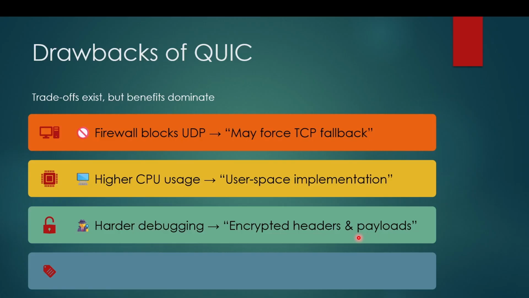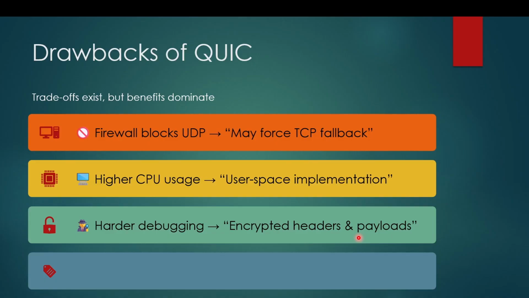However, it does have its drawbacks. It was, after all, built by humans. Some firewalls block UDP ports, like 443, forcing it to fall back to TCP. Remember, QUIC is built on UDP, so when it's forced over to TCP, it slows things down.